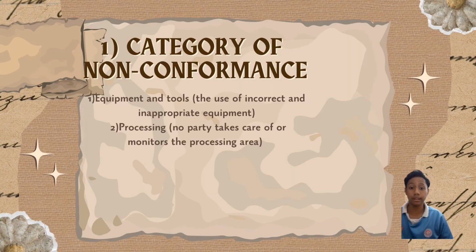So next we go through the category of non-conformance. Number 1, equipment and tools. So the use of incorrect and inappropriate equipment. Number 2, processing. So there is no party taking care of the process or monitoring the processing area.